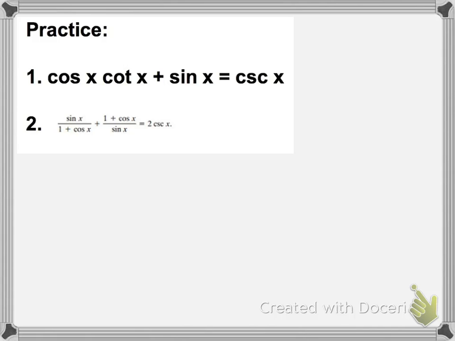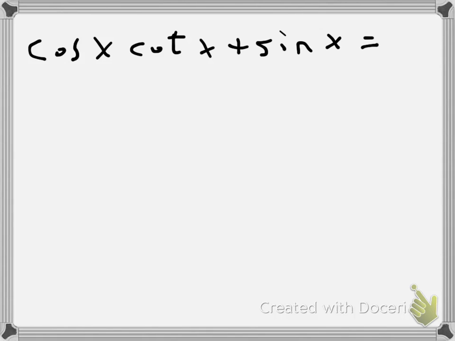Okay, so we are back, and we're going to talk about how to do cosine of x times cotangent of x plus sine of x equals cosecant of x. And so I'm going to take this left-hand side, cosine of x, cotangent of x plus sine of x, and try and simplify it. So cosine of x times cotangent of x plus sine of x. And this is sort of similar to the first one we did in the video. I'm going to take that cotangent of x and realize that I can rewrite it in terms of cosine and sine.